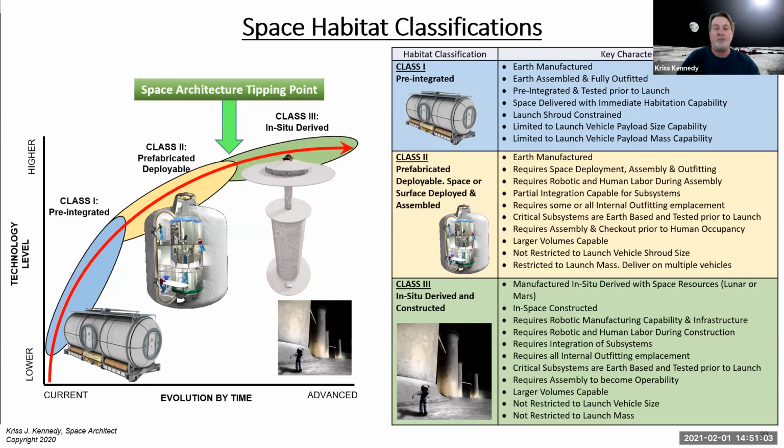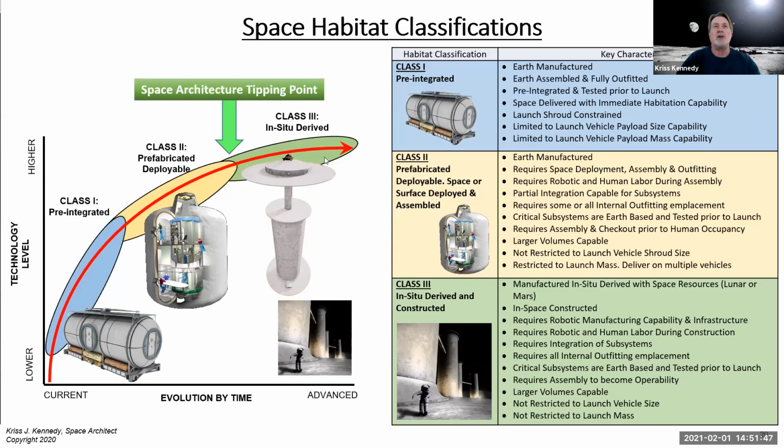So if you look at this graph, you can see, currently we're here and we're building integrated hard shell modules, aluminum lithium cans, or some composites. And Space Station is a prime example of that. This is an integrated surface habitat design that we did during the Constellation program. And the technology level is pretty straightforward. And so as we move forward in evolution in time, we're now starting to see that prefabricated deployables, inflatables are being more and more looked at and utilized and thought about.